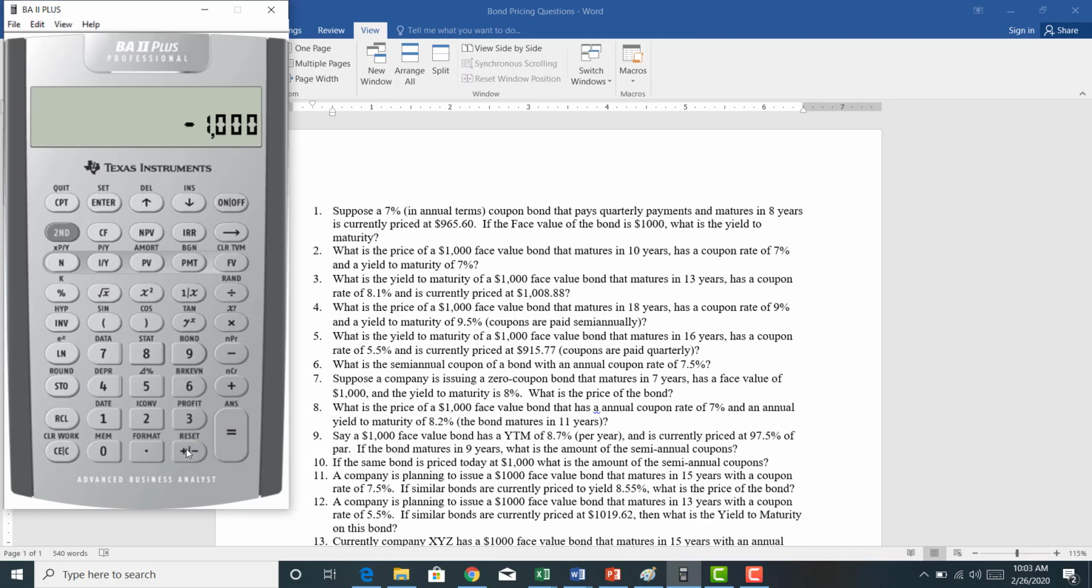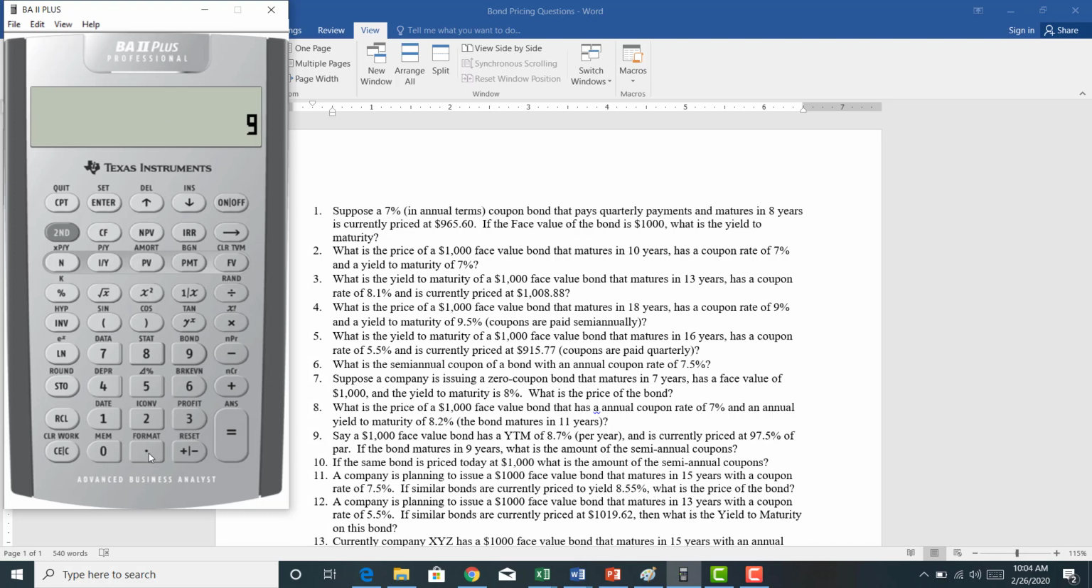I've got an outflow of negative 1,000 future value. That's the face value of the bond. We're looking at number 4 here. The coupon rate is $90 per year. That's a negative, but I need to divide that by 2 because the payments are paid semi-annually. So I have a negative $45 coupon for each bond paid semi-annually. Again, that's an outflow to the firm.